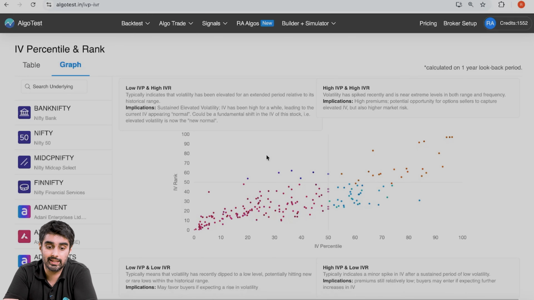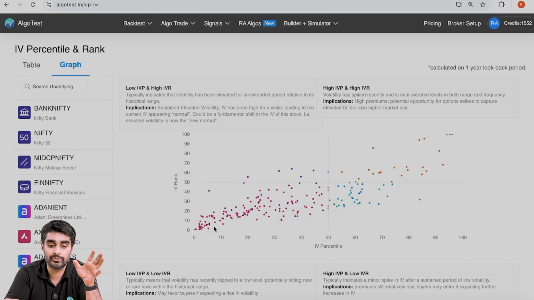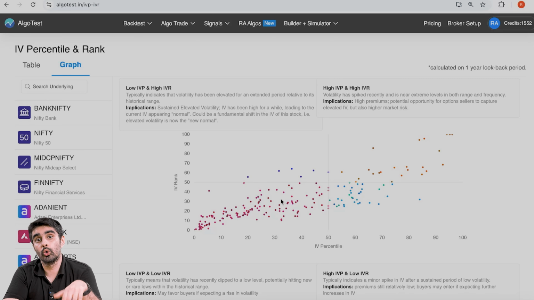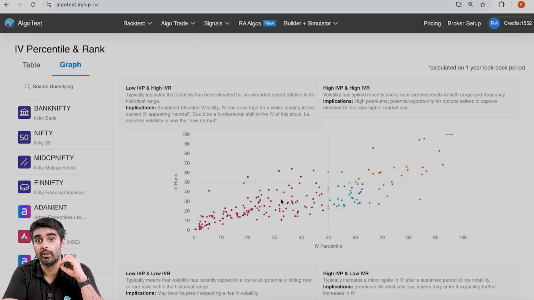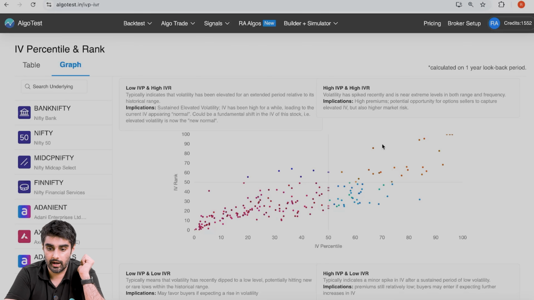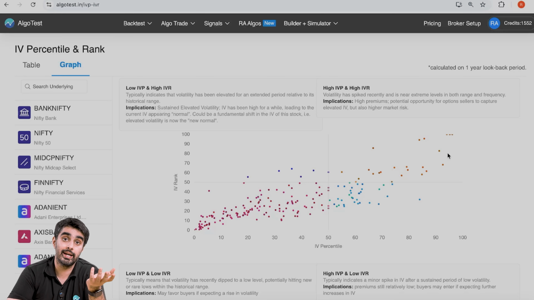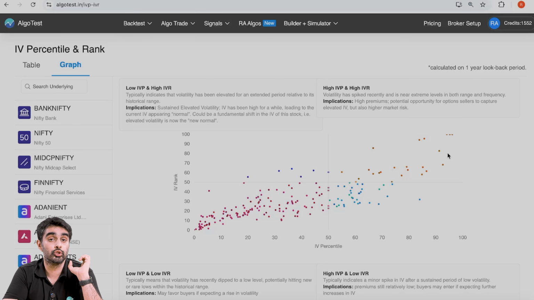So this graph is exactly for that purpose also. These are the points where IV is low relative to its own history. Why it's low could be for a lot of reasons. It doesn't necessarily mean that volatility is cheap. Volatility being low does not mean that volatility is cheap. Same thing over here. Volatility is high relative to its own history does not mean that, again, it's cheap.